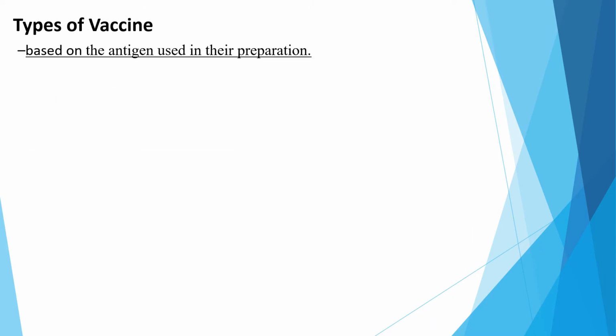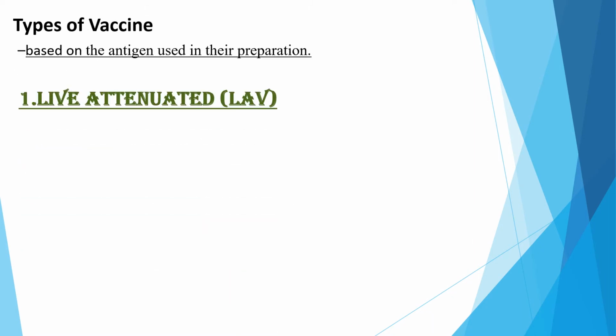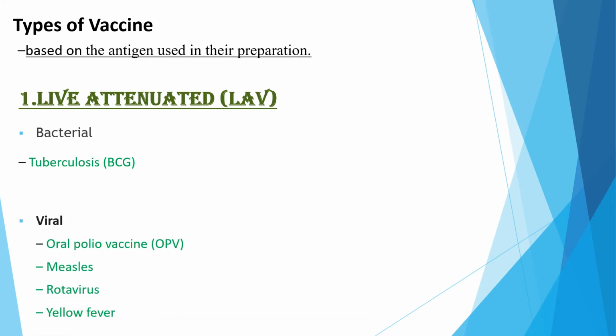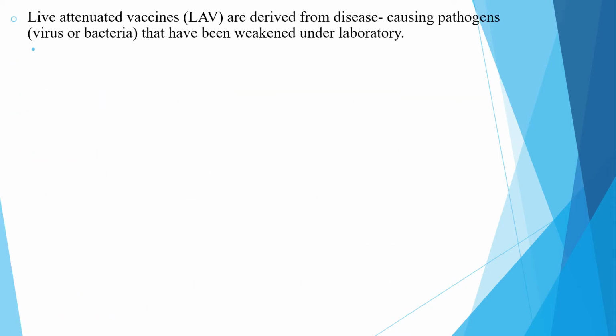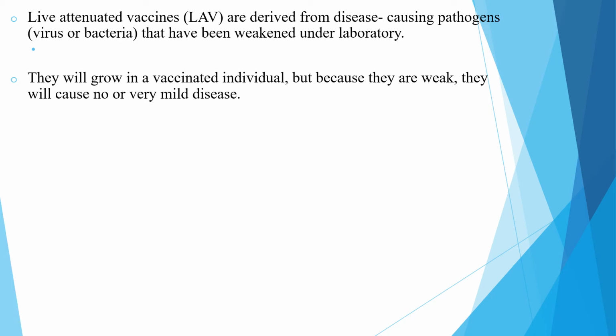When we see types of vaccine based on the antigen used in their preparation, the first one is live attenuated vaccine. Examples are, from bacterial, tuberculosis, and from viral, oral polio vaccine, measles, rotavirus, and yellow fever. Live attenuated vaccines are derived from disease-causing pathogens that have been weakened under laboratory conditions. They will grow in a vaccinated individual, but because they are weak, they will cause no or very mild disease, except in immunosuppressed people.